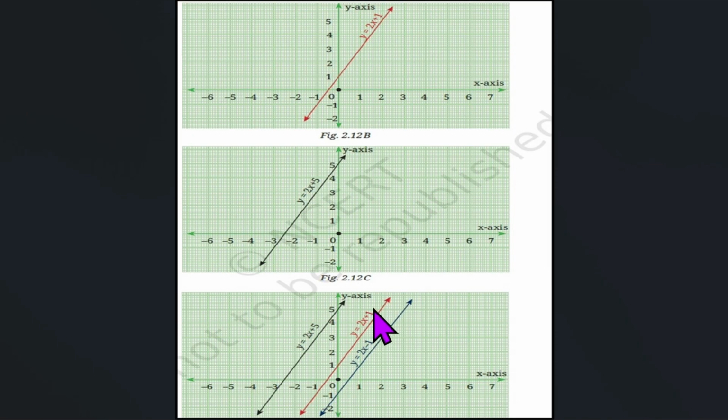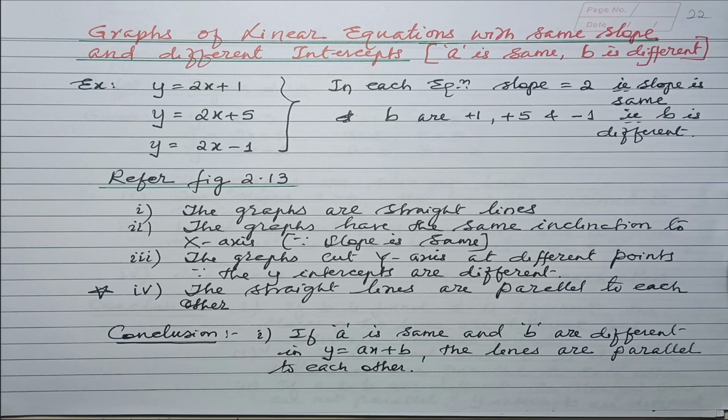And a very interesting thing is, all are inclined towards the right because a is positive, that is, 2 is greater than 0. The steepness, the inclination, is the same because the slope is the same, and the intercepts are different. All these three straight lines, or the graphs which we have, are parallel to one another.